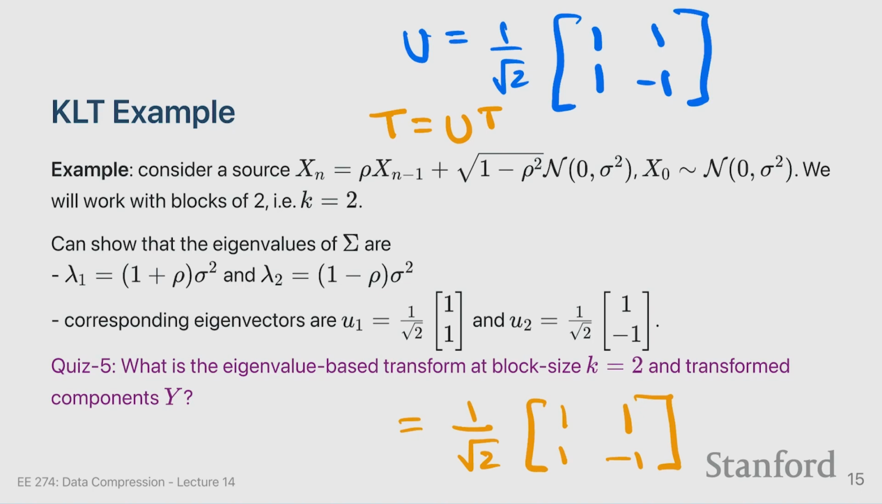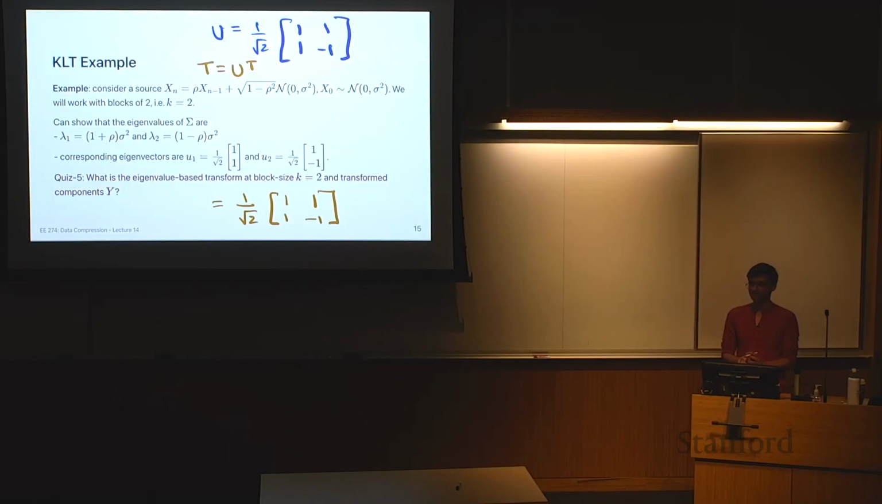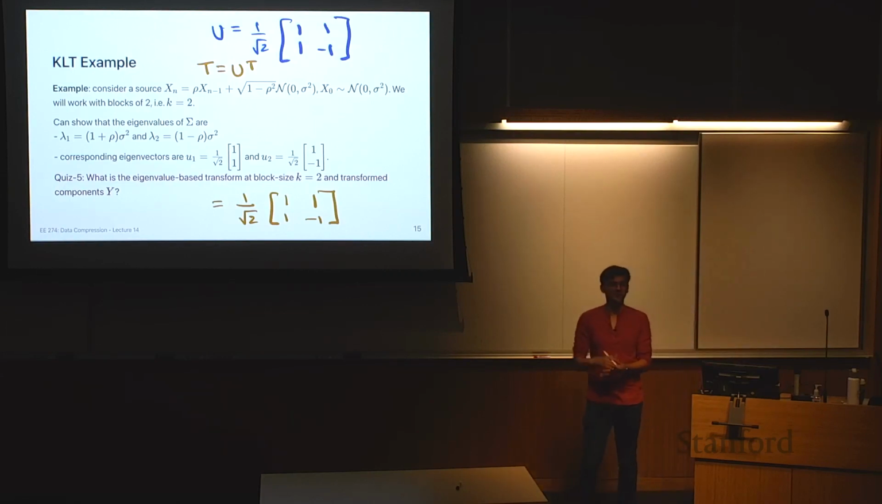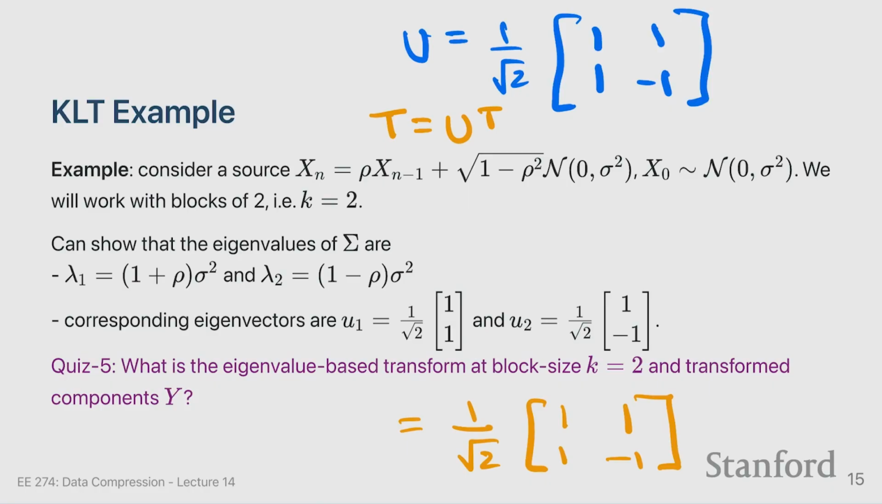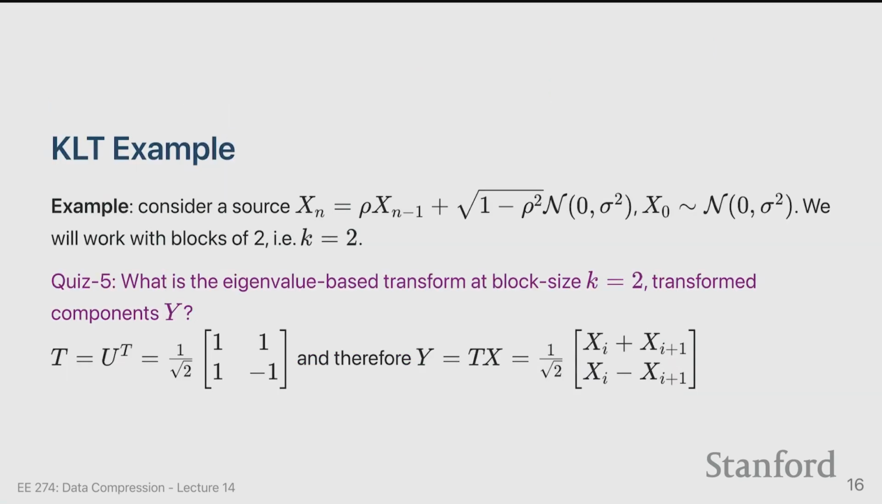So now you can see what this transform really is doing. What are the two components going to be? Anyone? Yeah, go for it. The sum and the difference. Exactly. So your components are going to be some normalized versions of the sum and the difference, right? Okay, let's just go to the next one.